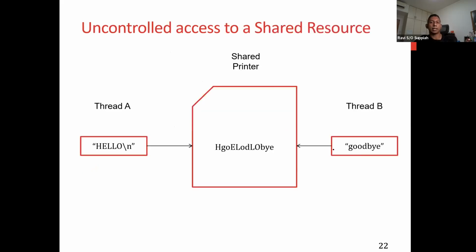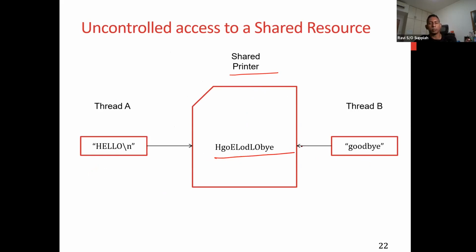This is just another example to show you. You may have a shared printer in your office or at home. You can imagine that one computer sends a print job and another computer sends another print job. What would happen if the printer jumbled up everything? Then you get some gibberish.